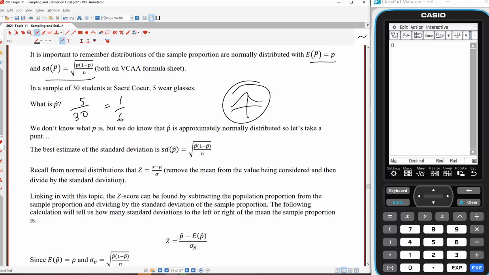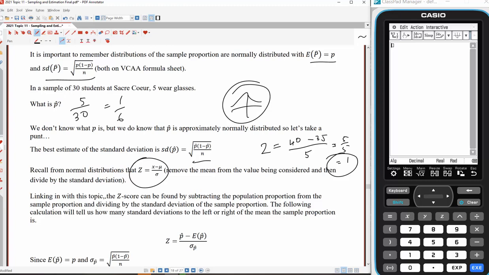Okay, to do this, we need to again recall that the best estimate of the standard deviation of the sample proportion is this, and then go back to normal distributions and remember about z-scores. So remember, to calculate a z-score, we look at our value. Just say on a test you got 40, and you knew that the mean on the test was 35, and the standard deviation was, say, 5. That would be 5 over 5, which is 1. That means you're 1 standard deviation above the mean. Okay, so that's how we use this formula here.